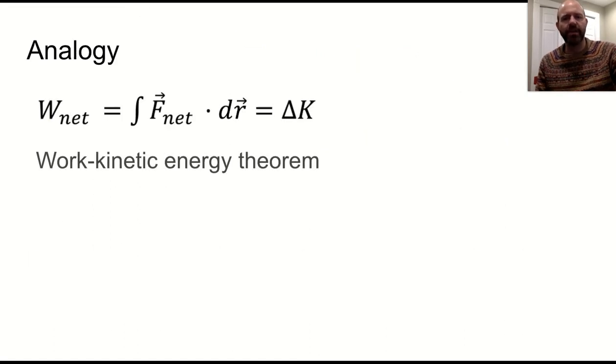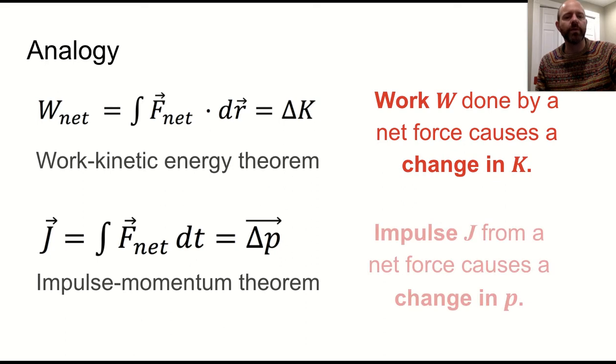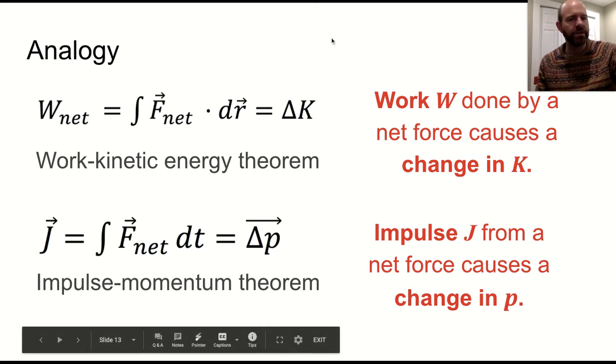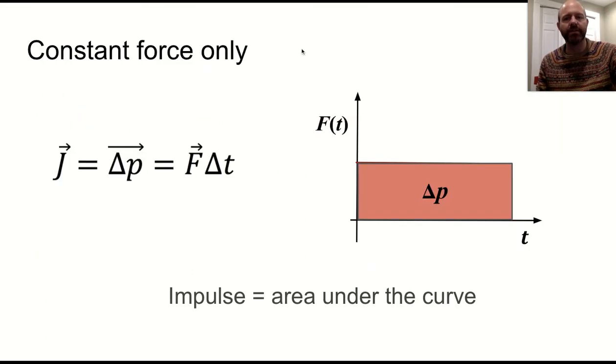So here's an analogy. We have the work-kinetic energy theorem that says that the change in kinetic energy has to do with the work done by the net force, right? And then now we have what we call the impulse-momentum theorem that says the impulse from a net force causes a change in momentum. Both of these refer to a change in how fast an object is moving. The net work one only cares about how fast it's going, because that's change in kinetic energy. The impulse one actually tells us about the change in direction. So they have overlapping ideas, but they tell us different things.